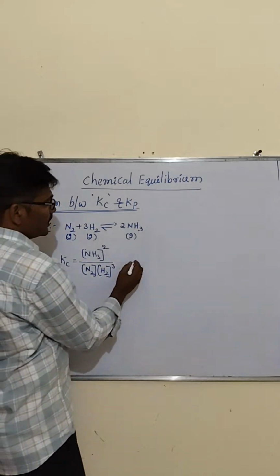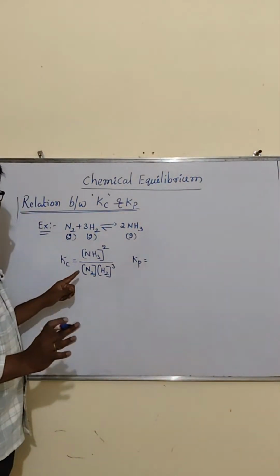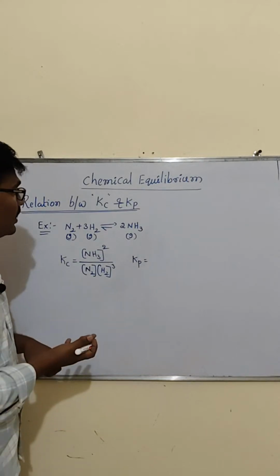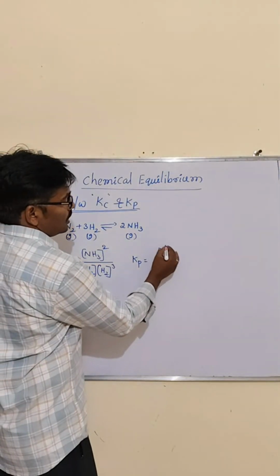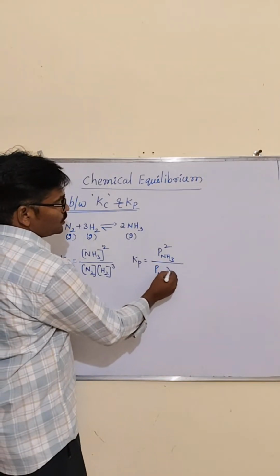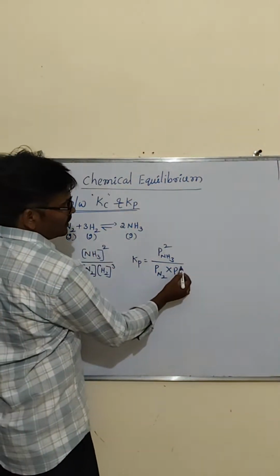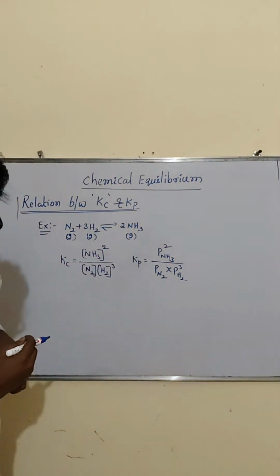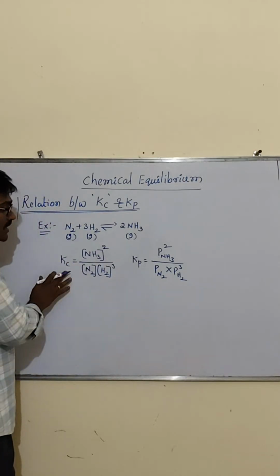So then Kp, if you want to express Kp, it is equal to the pressure. All these are gases, sir, so we have to take the partial pressure. Partial pressure of ammonia to the power of the stoichiometric coefficient 2, divided by the partial pressure of N2 into the partial pressure of H2 to the power of its stoichiometric coefficient. Clear? So we have seen how to express Kc and Kp.